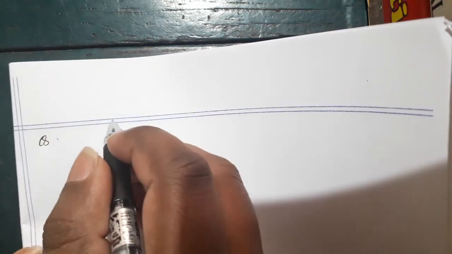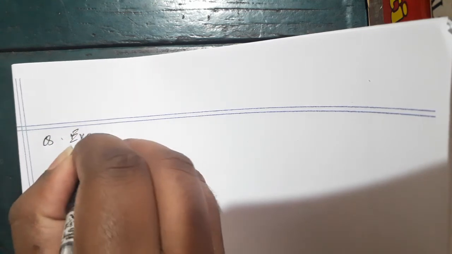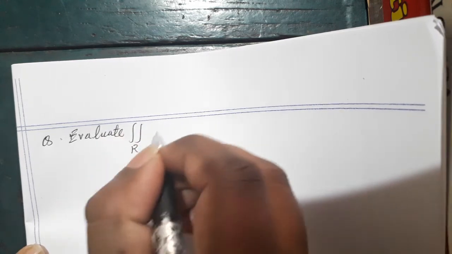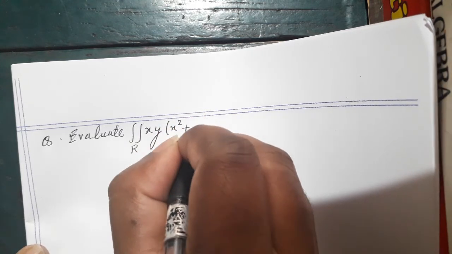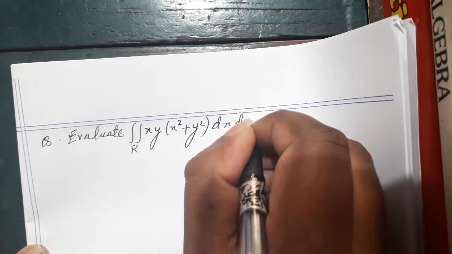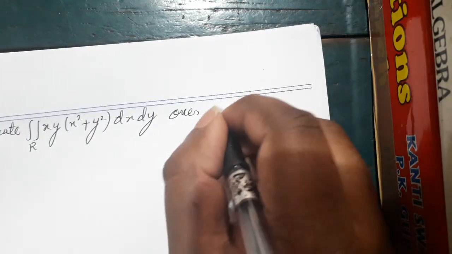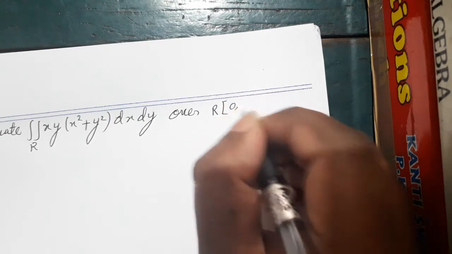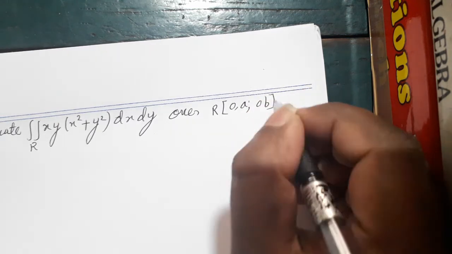Integration. Equation: evaluate the double integration of xy(x² + y²) dx dy over R, given by the domain 0 to a, this is the limit for x, and 0 to b, this is the limit for y.